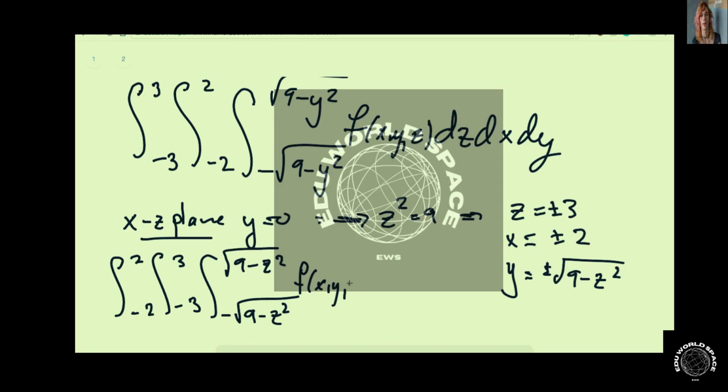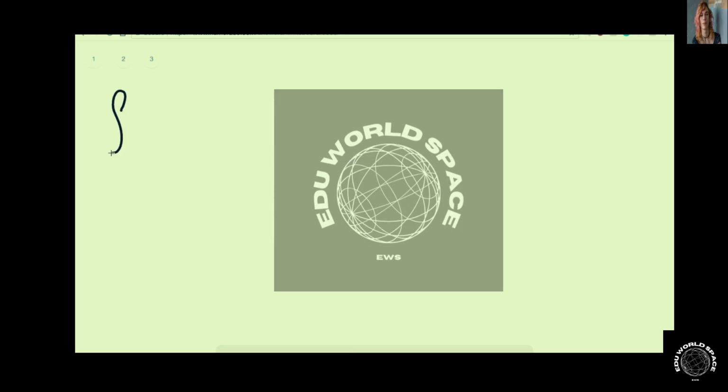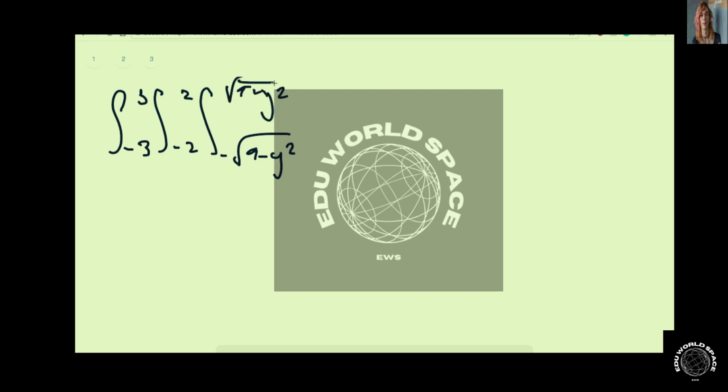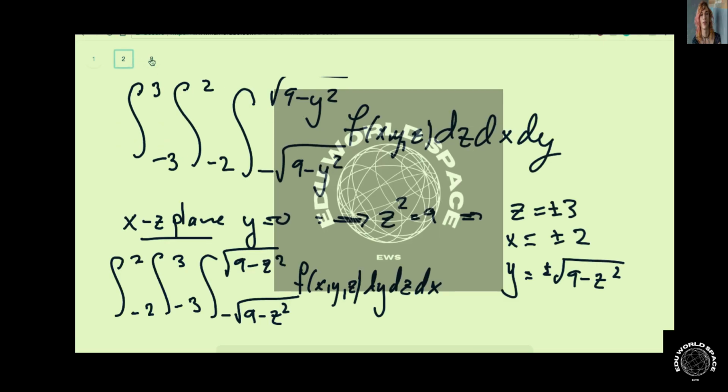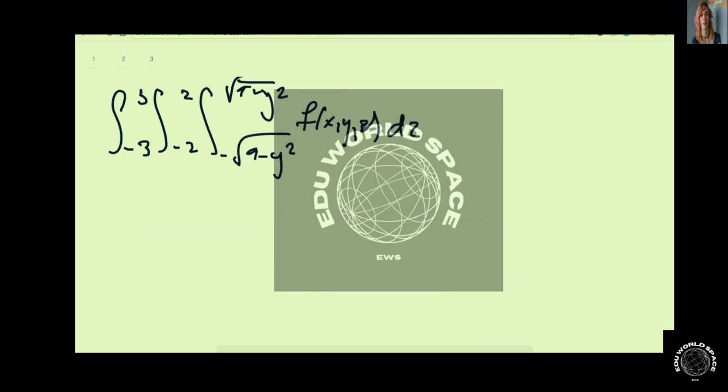Okay. So we do dy, dz, dx, and then we switch these integrations. Still got, I'm sorry, we've got dy, dx, and then dz.